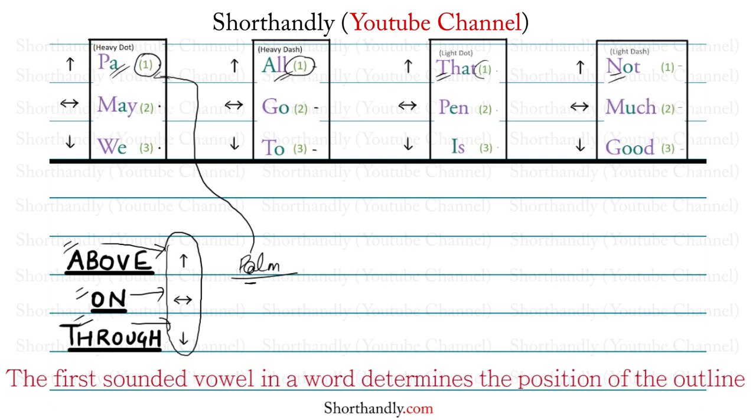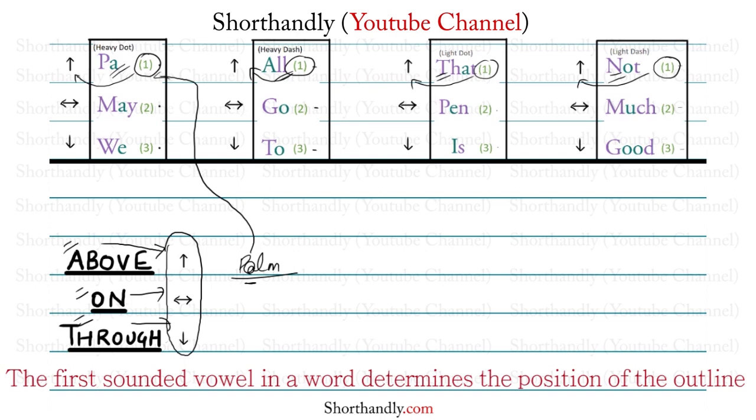You can also see the sign of above the line on all these four vowels. What this simply means is that when the first sounded vowel in any word is a first place vowel, then the outline is written in the first position.